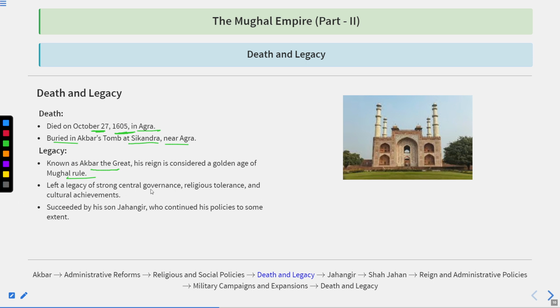He left a legacy of strong central governance, some religious tolerance, as well as some cultural achievement. After the death of Akbar in 1605, he was succeeded by his son Jahangir, who continued his policy to some extent. So now we have to discuss some points related to Jahangir. Clear? So these are the important points related to Akbar which we have discussed.